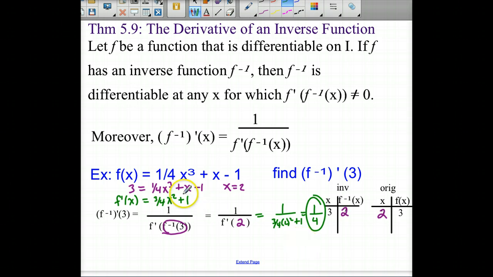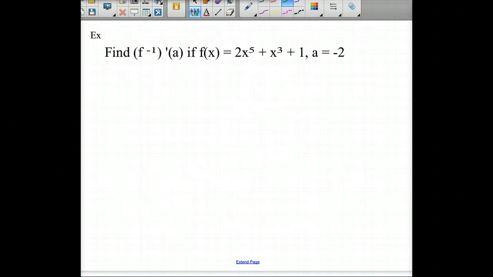I just used what I had based on the original function, setting it equal to the y value that I wanted, and taking the derivative of it and using this formula. You will have to memorize that formula. So let's do another example. If I want to find the derivative of the inverse at a, if f of x is 2x to the 5th plus x cubed plus 1 and a is -2. So I want to find the derivative of the inverse at -2.